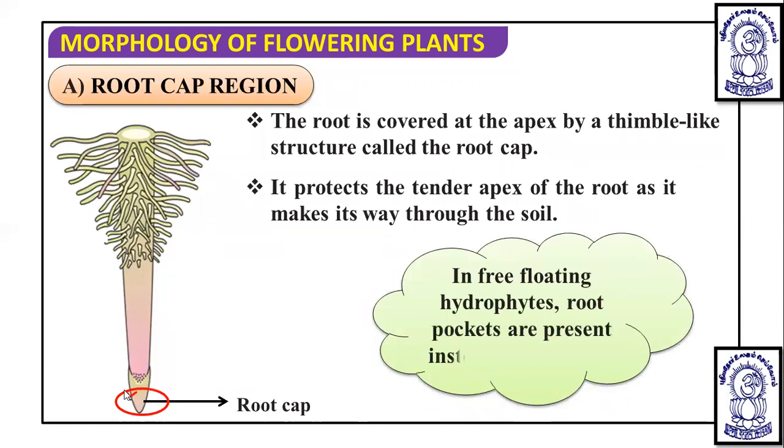In free floating hydrophytes, root pockets are present. When the root cap becomes non-functional in aquatic plants or free floating aquatic plants, root pockets are present instead of the root cap. The function of this root pocket or non-functional root cap in aquatic plants is to provide buoyancy. Buoyancy means it helps them in floating.